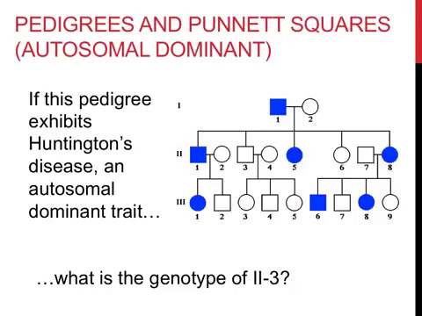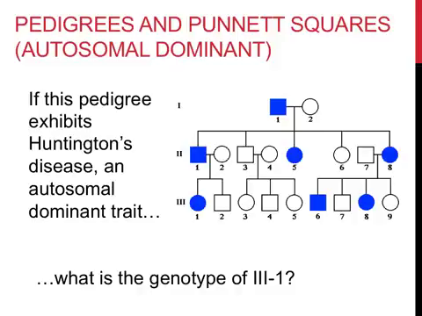Write out genotypes below individuals as you work to make sense of things. It's time to run through some examples involving Punnett squares and pedigrees. The first example question asks, if this pedigree exhibits Huntington's disease, an autosomal dominant trait, what is the genotype of Roman numeral 2-3? Step number 1, identify who you're talking about. Highlighted now is Roman numeral 2-3. This is an autosomal dominant trait, and he doesn't have it. That leaves only one possibility, and that is that he's homozygous recessive. Lowercase g would work as an answer.